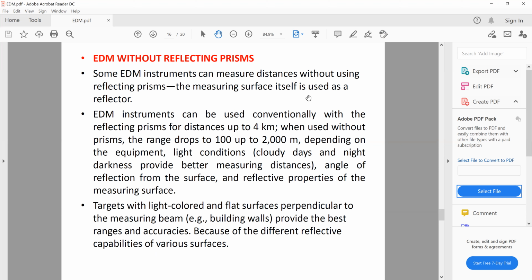Whenever you're working with EM, electromagnetic energy, you need flat surfaces perpendicular to the measuring beam. So if there's any curvature in the surface, that means more energy would be lost. So the ideal conditions are light colored, flat surfaces, and the surface should be perpendicular to the beam.